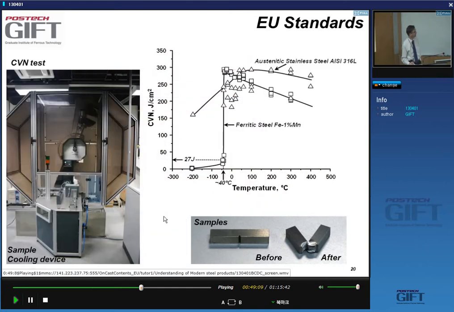and so what you usually find is that, for instance, for ferritic steels, you have a brittle to ductile transition temperature, and that, for instance, at minus 40 degrees C here, the energy that is absorbed when you're breaking the sample is 27 joules. Typically, above this transition temperature, the absorbed energy can be much higher, right, 200 joules.